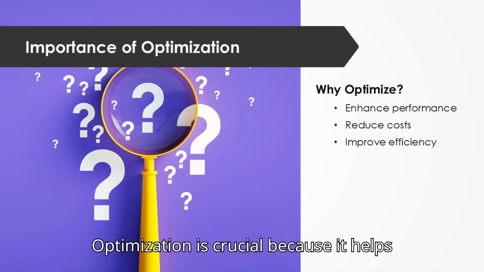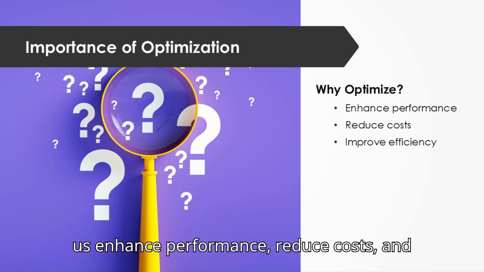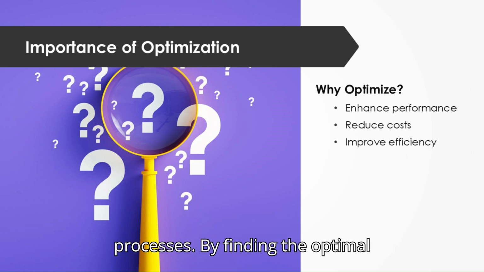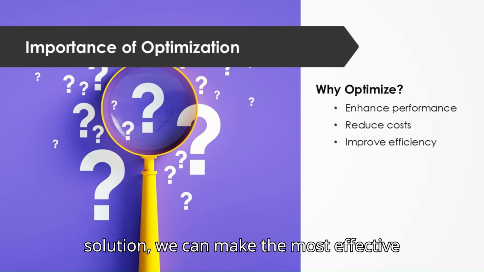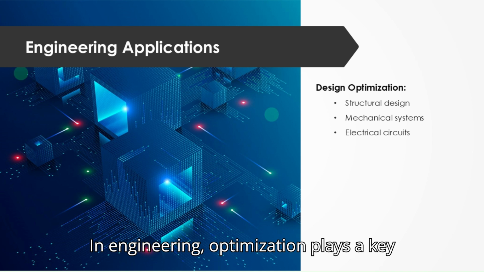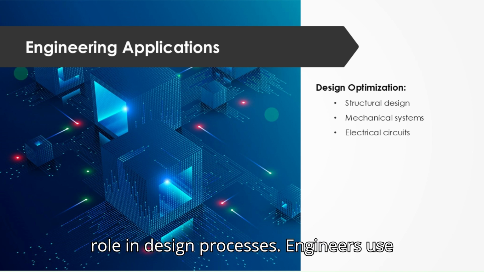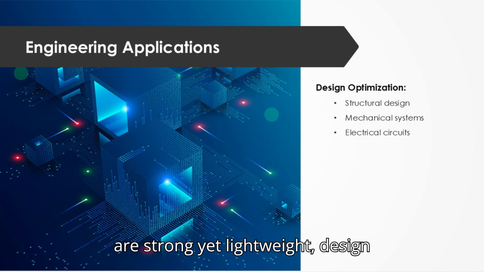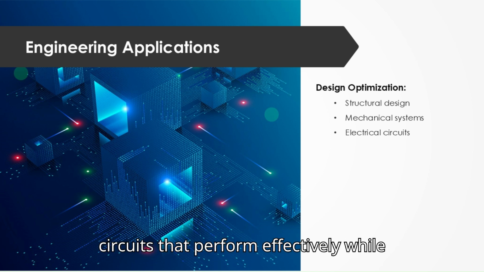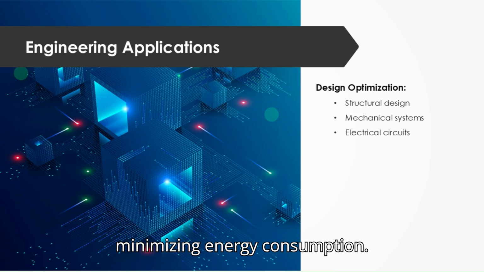Optimization is crucial because it helps us enhance performance, reduce costs, and improve efficiency in various systems and processes. By finding the optimal solution, we can make the most effective use of resources. In engineering, optimization plays a key role in design processes. Engineers use optimization to create structures that are strong yet lightweight, design mechanical systems that operate efficiently, and develop electrical circuits that perform effectively while minimizing energy consumption.